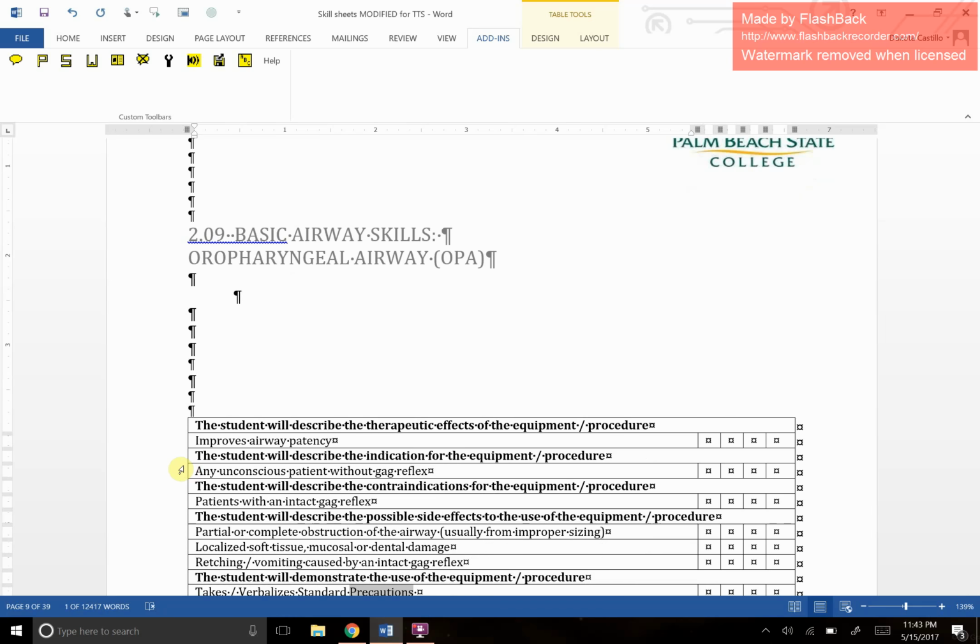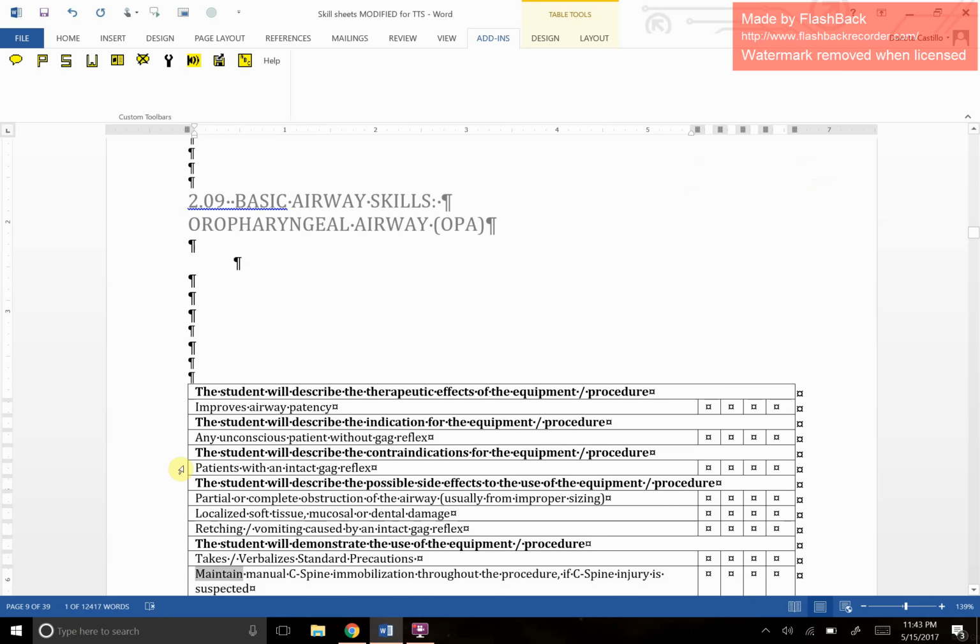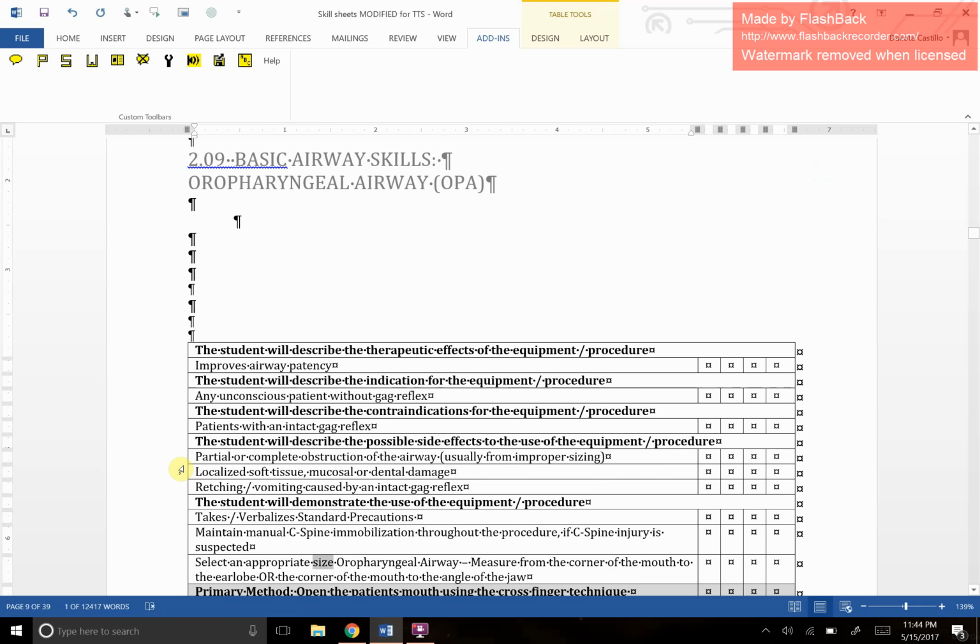Takes/verbalizes standard precautions. Maintain manual C-spine immobilization throughout the procedure, if C-spine injury is suspected. Select an appropriate size oropharyngeal airway: measure from the corner of the mouth to the earlobe or the corner of the mouth to the angle of the jaw.